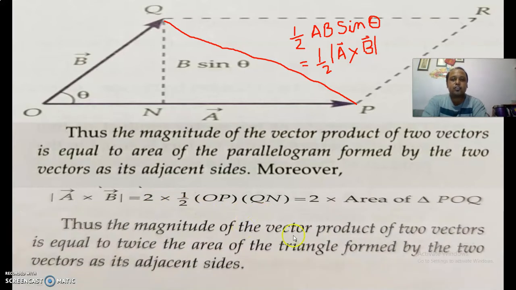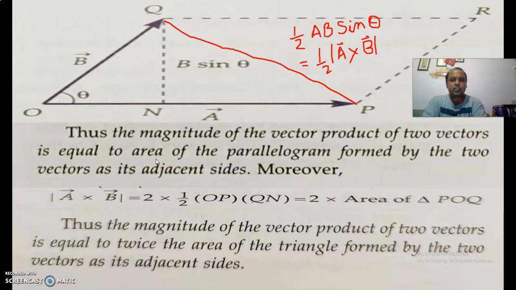Therefore, we can also write that the magnitude of the vector product of two vectors, A cross B, is equal to twice the area of the triangle formed by the two vectors as its adjacent sides. And you have to consider one thing: the adjacent sides should have the same initial point. That is, these two vectors, A and B, are acting as co-initial vectors.